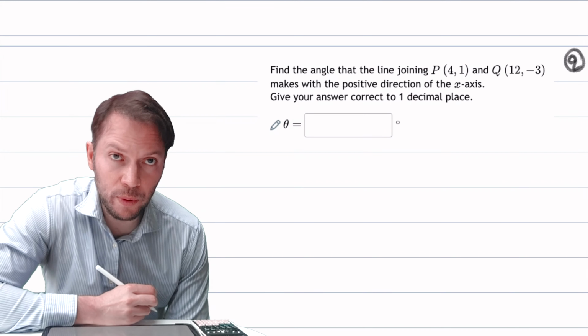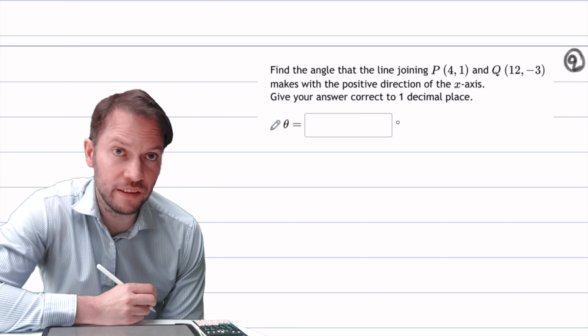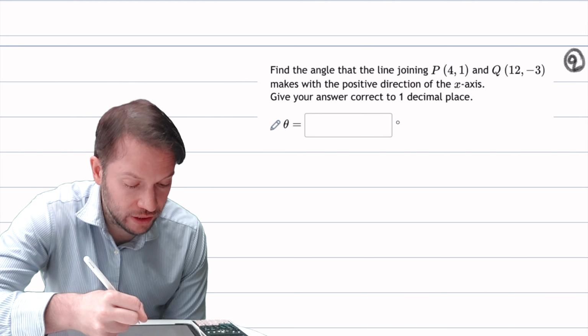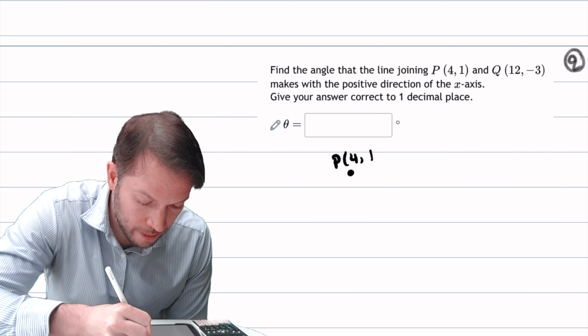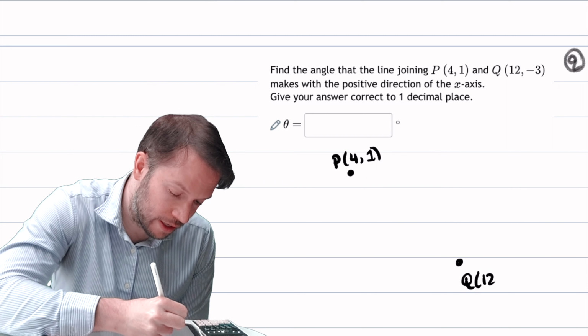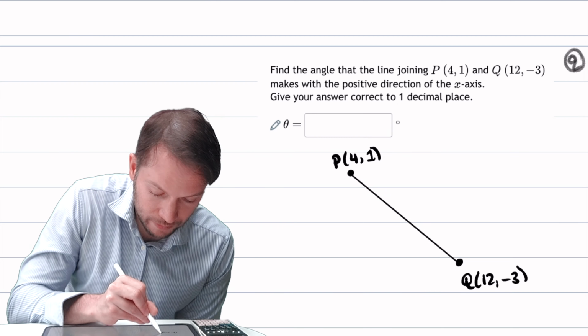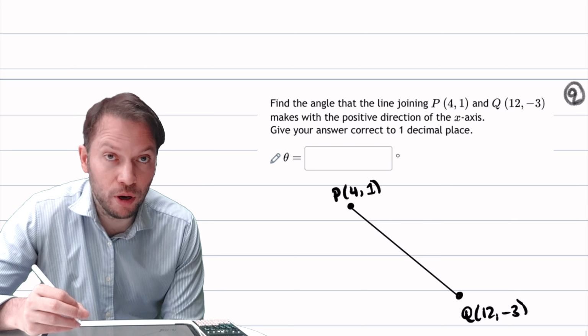Hi, in this video we're going to find the angle that a line makes with the x-axis when we're given the coordinates of the two ends of the line. Now let's just plot these 2 points. We've got P, which is (4, 1), and another point, Q, which is (12, -3). If we draw a line between those, it's a line that goes through those points. We want to find the angle that this line makes with the positive x-axis.